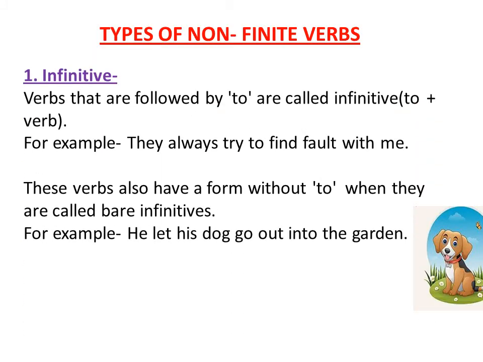Types of non-finite verbs. Number 1. Infinitive. Verbs that are followed by to are called infinitive. To, verb. For example, they always try to find fault with me. In this sentence, to find merely names the action denoted by the verb find and is used without mentioning any subject. It is therefore not limited by person and number as a verb that has a subject and is therefore called the infinitive.